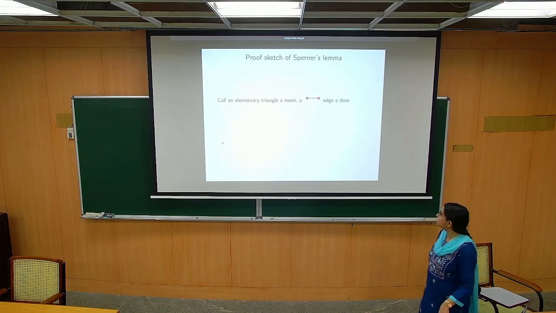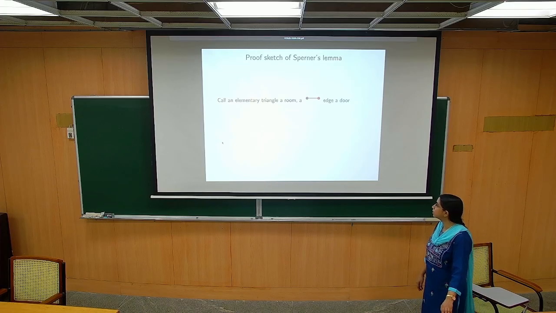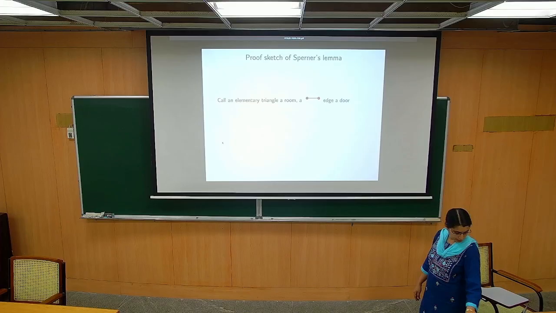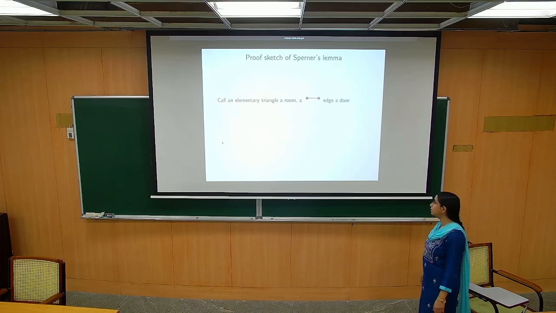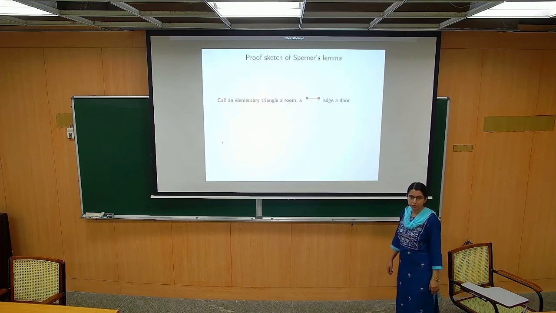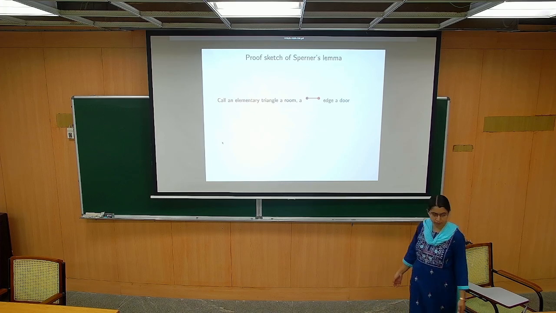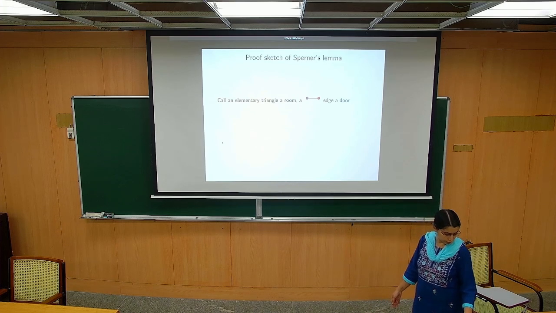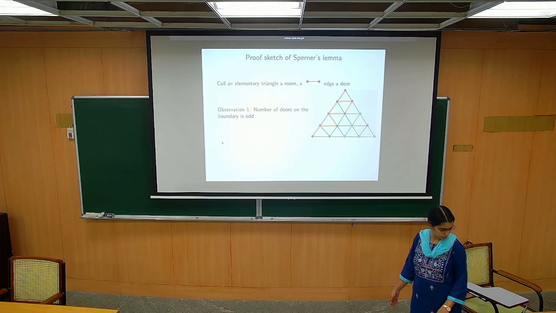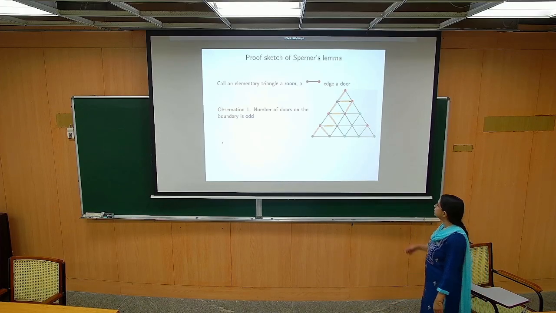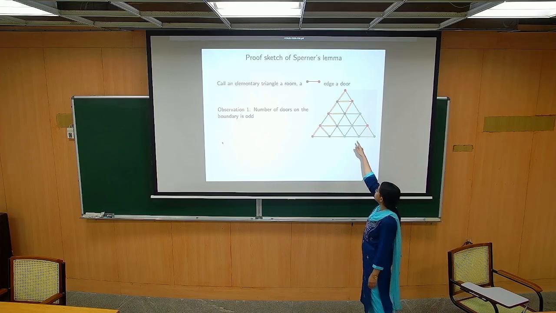So I will give a proof sketch. We will call every elementary triangle here a room, and we will fix any 2 colors. So let's say purple and red. Every edge which has one vertex colored purple and another vertex colored red is a door. Because I chose the purple red combination, these are the doors of this particular color.